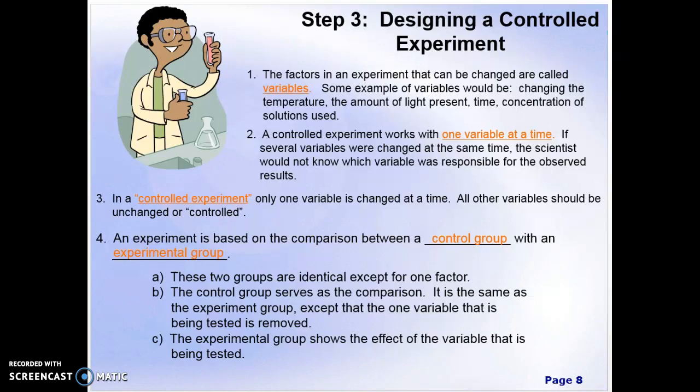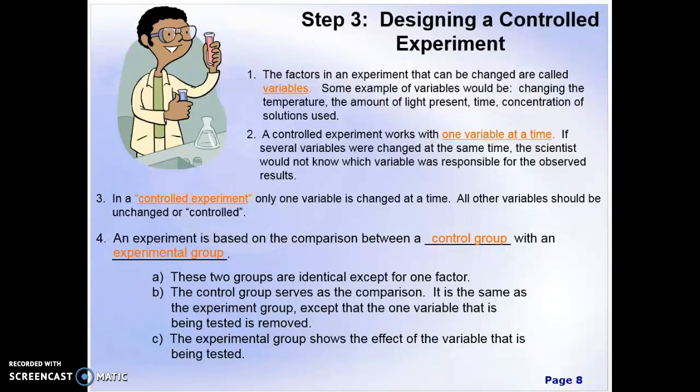All right. So when you're designing a controlled experiment, factors in an experiment that can be changed are called variables. Variables are basically just a fancy word for things that can affect an experiment. So when I say, what are your variables, it just makes me feel smart. But really, it's just like, hey, what are you testing? What are you trying to change? What are you trying to measure? What factors play a part in your experiment? A variable is just something that can affect an experiment.